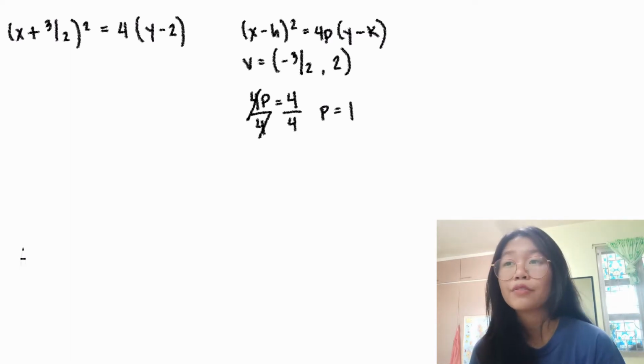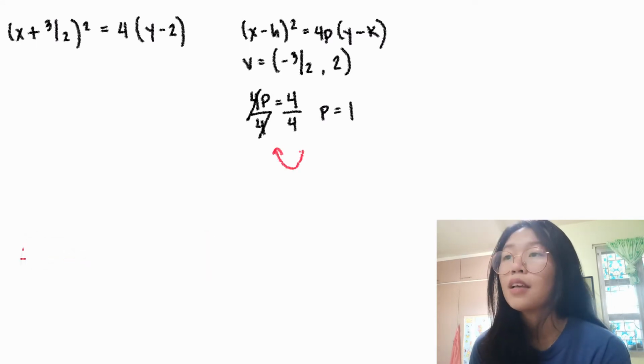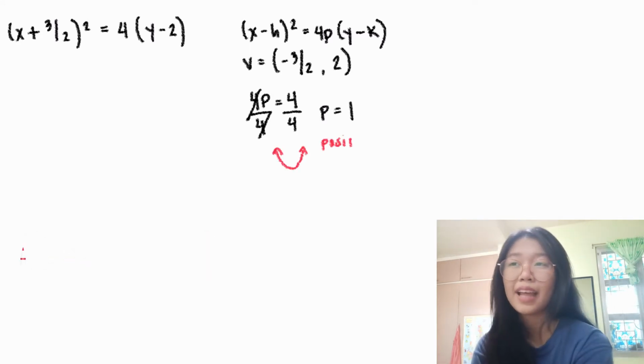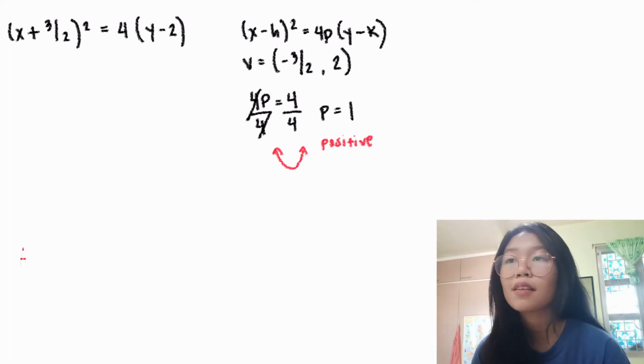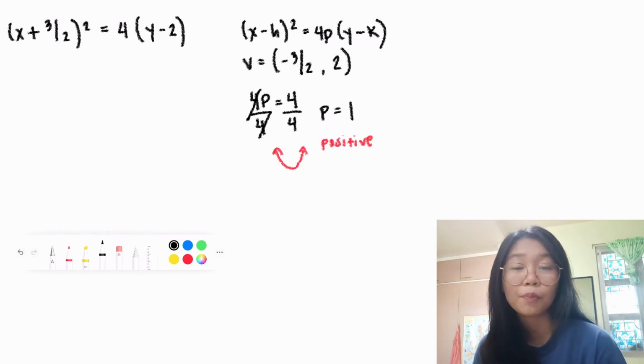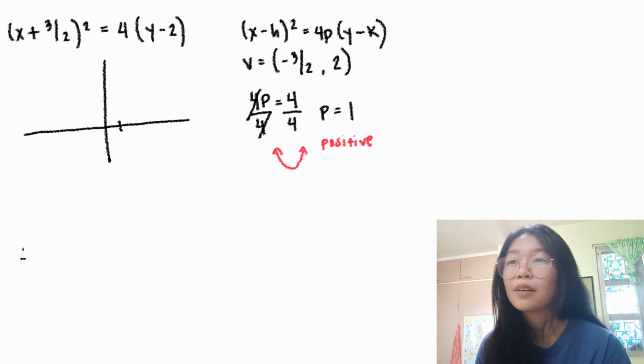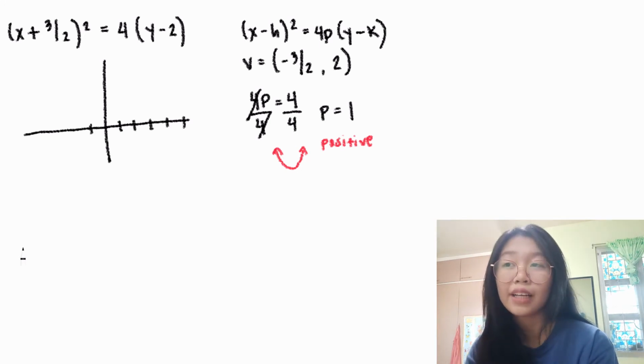To evaluate the graph's opening, you must first know if the p is positive or negative. If the p is positive, then it will open upward. And if the p is negative, it will open downward. Since the p is positive, the graph will be oriented upward. Now we can draw the graph and identify the vertex, which is negative 3 halves, 2.